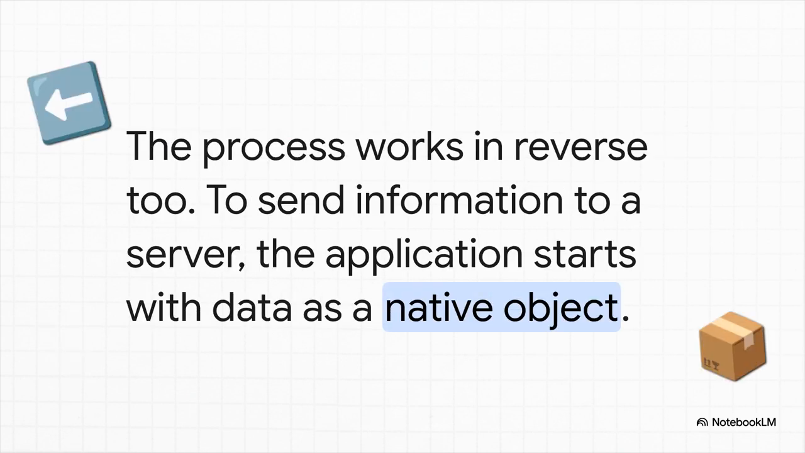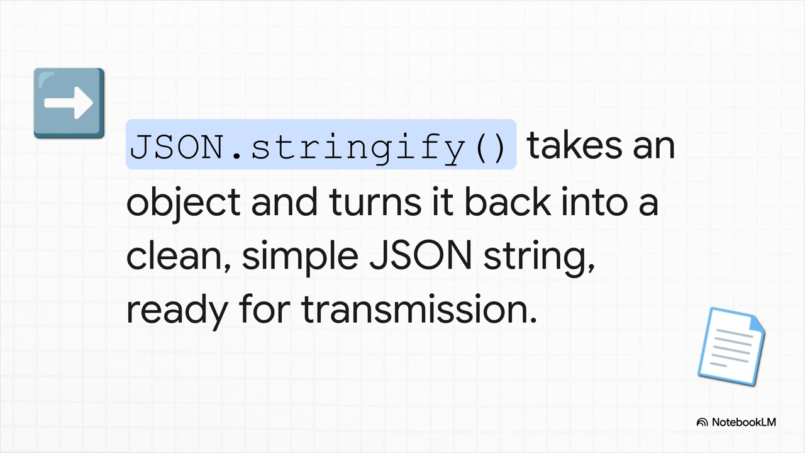And it works the other way too. Let's say you fill out a form on a website and hit submit. The application needs to send that info back to the server. It starts with a nice, structured data object living inside the app's code. And to get it ready to send across the internet, it does the exact opposite. It uses a command like JSON.stringify. This takes the object and flattens it back into that simple, clean text string. So it's this constant dance, parse, stringify, that makes everything feel so seamless and fast.